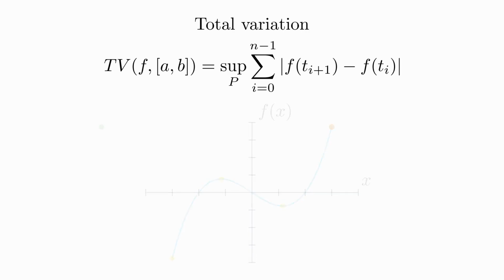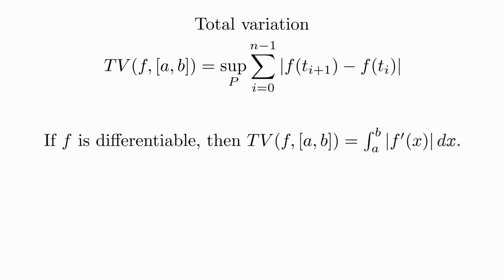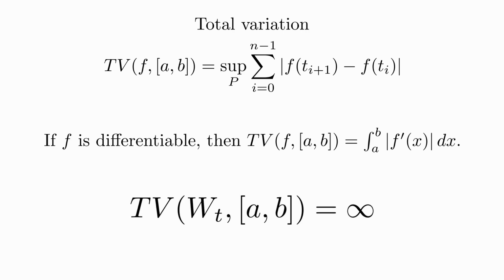For a continuously differentiable function, the total variation is simply the integral over the absolute value of its derivative. For a Wiener process, however, the total variation is infinite, so the path traveled by the particle in any finite amount of time would be infinitely long.